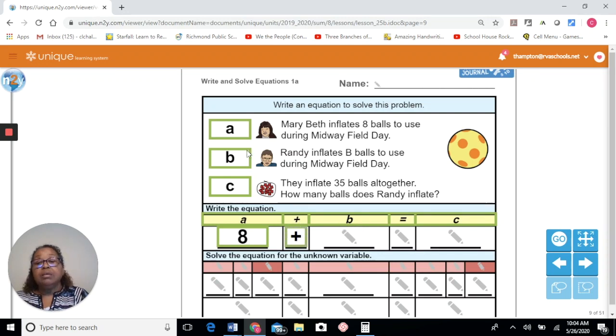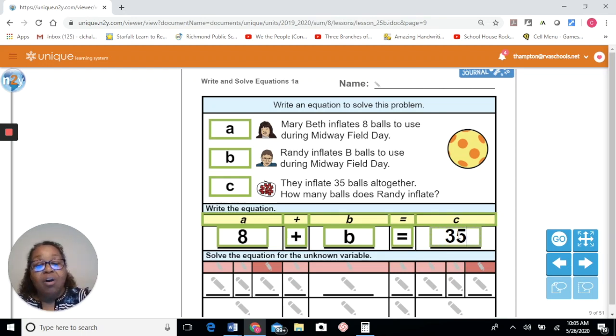What is B? For B, we don't know what B is. B is the unknown. So we're going to just put B here because we don't know what that is yet. And then we know that if we add those two numbers together, whatever B is, it will equal how many? C, which is 35. We did our substitutions. Excellent. That is our equation. Now we have to start solving.